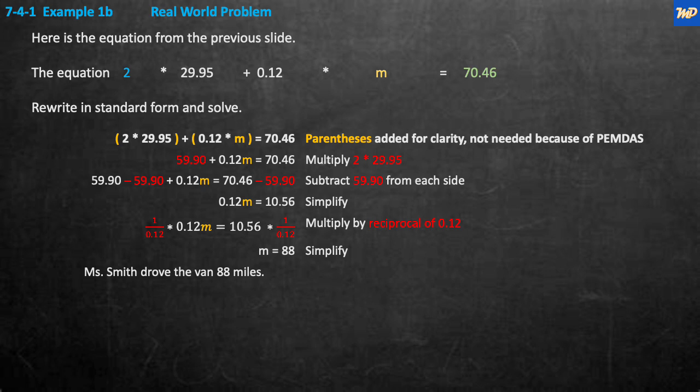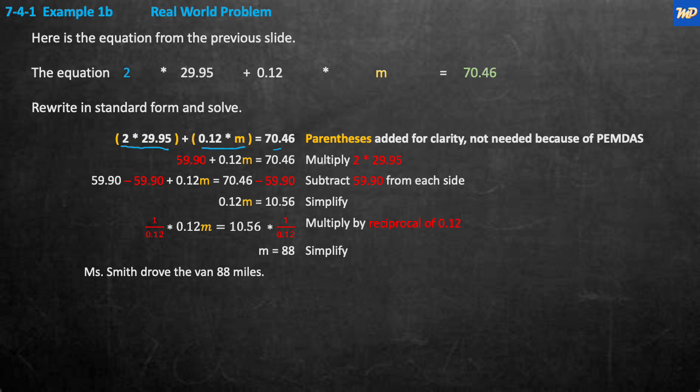So 2 times $29.95. That's one piece of the price. The second piece is 12 cents times the number of miles. And then that equals the price for the 2-day rental.